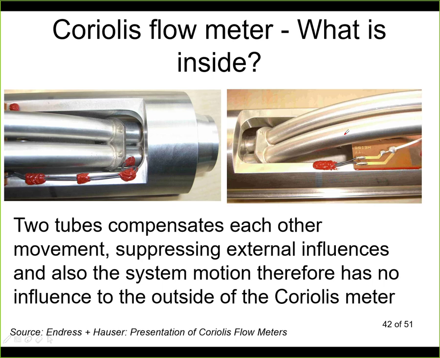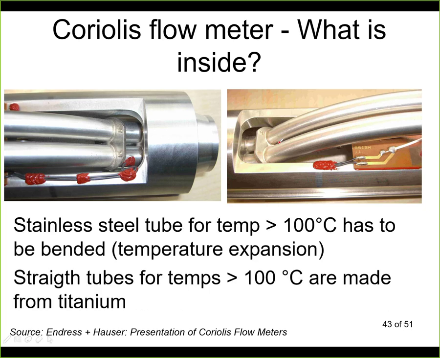So this two pipe version will compensate for external motions, and can help you in applications where we have vibrations, for example. Typically this is a stainless steel tube. It needs to be bent for higher temperatures, so typically for above 100 centigrades. The tubes for higher temperatures are typically straight or just have a smaller bending, and they are made from titanium.